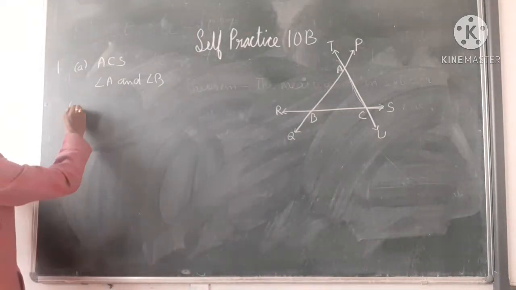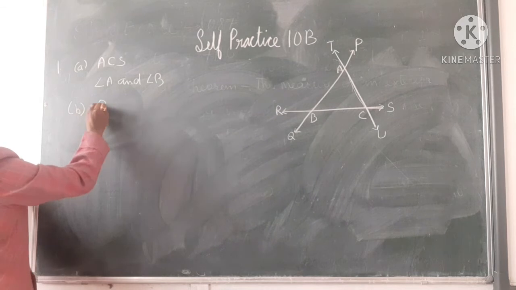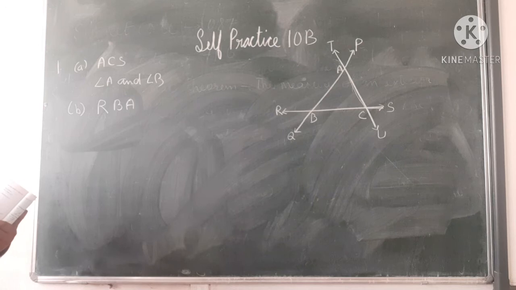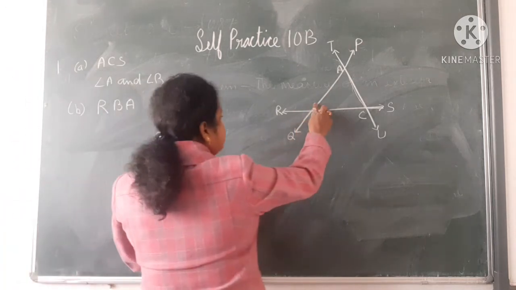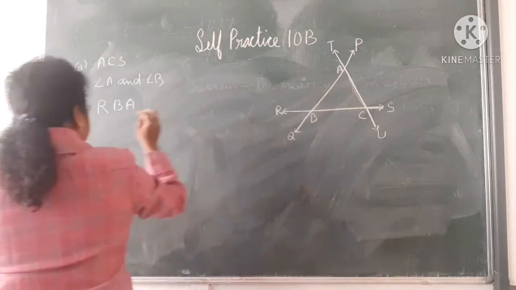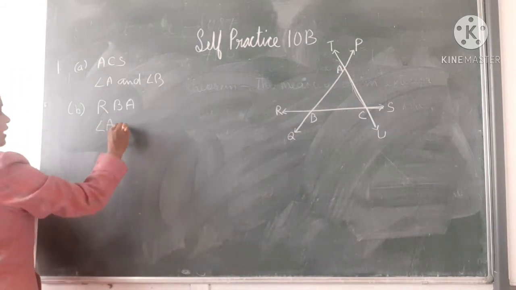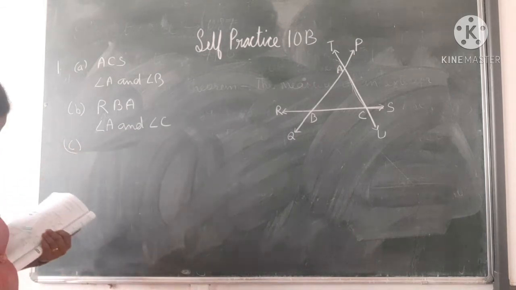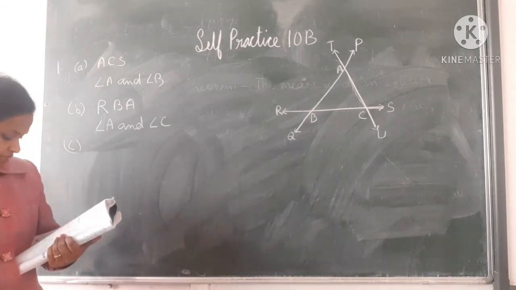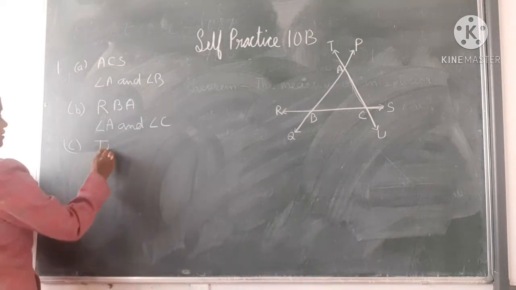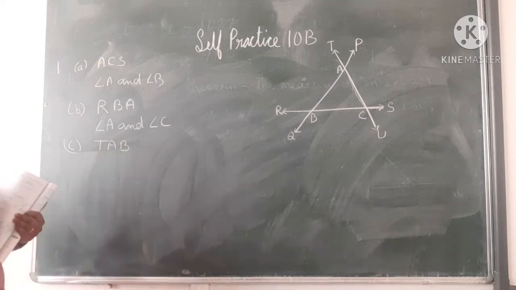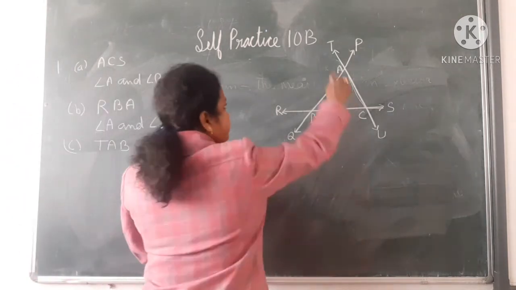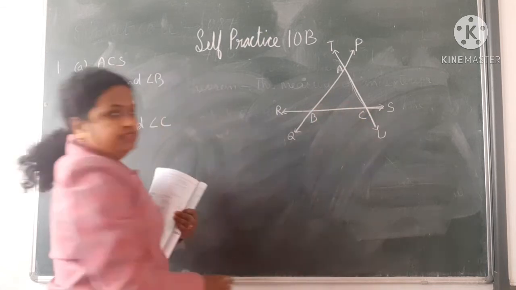Same way, see the B part, RBA. Which are the opposite angles? Opposite to this will be angle A and angle C. Now see the C part, TAB. Which are the opposite angles? Angle B and angle C.